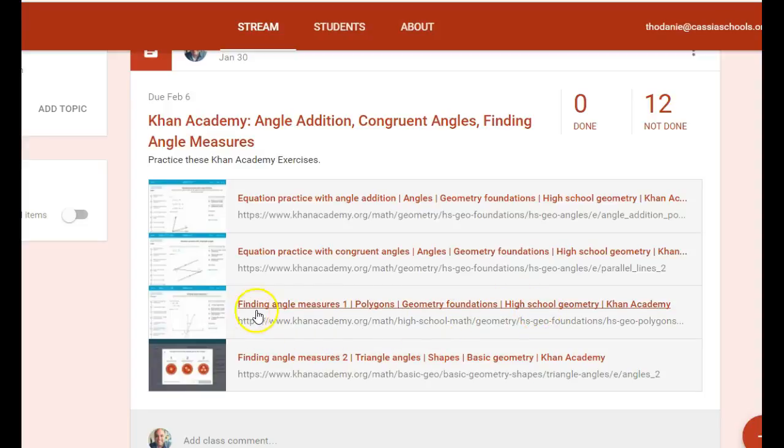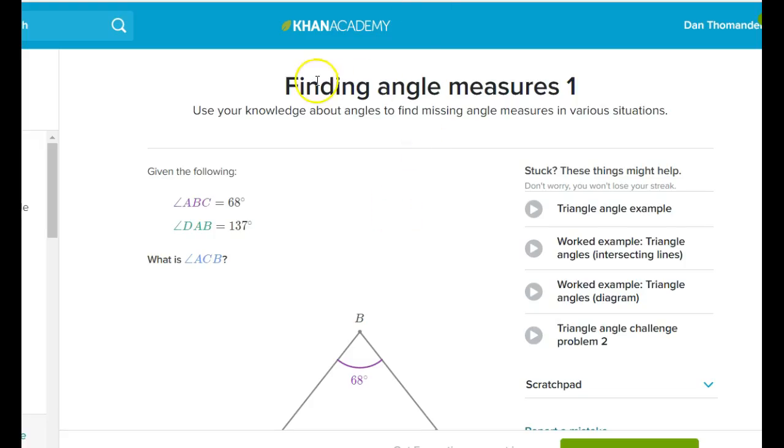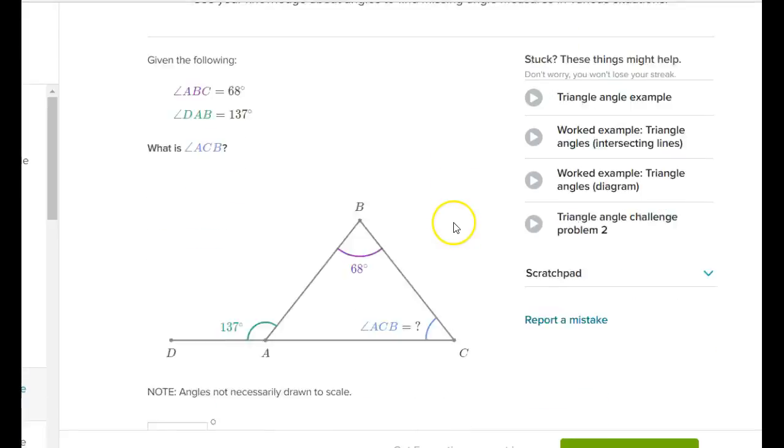Okay, this one here is called Finding Angle Measures 1. And what happens when you click on it, should open you up right to here. Finding Angle Measures 1. Use your knowledge about angles to find missing angle measures in various situations.